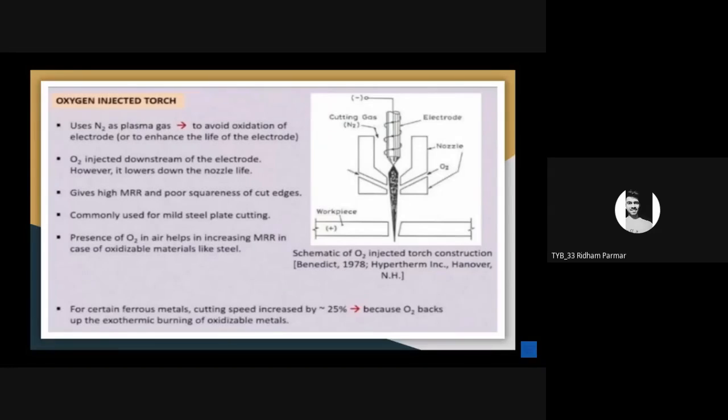This is commonly used for mild steel plate cutting. The presence of oxygen helps in increasing MRR in case of oxidizable material like steel. In case of certain ferrous metals, cutting speed is increased by about 25%. It is possible because oxygen backs up the exothermic burning of oxidizable metals. So this is about the oxygen injected torch.